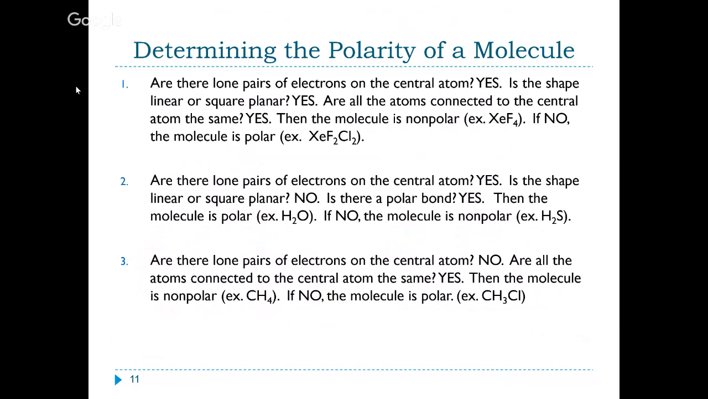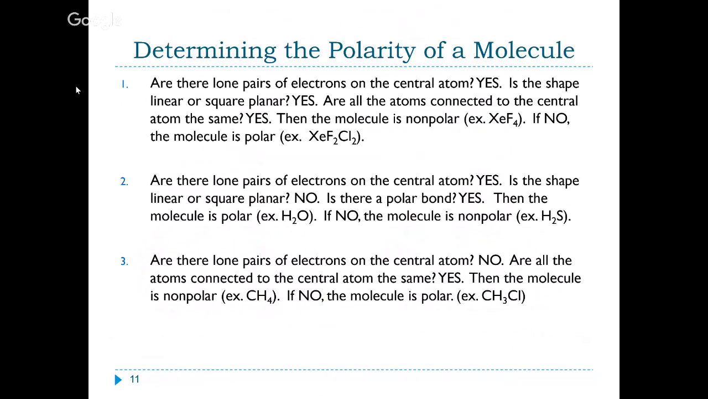So XeF4 is square planar. XeF2Cl2 is square planar as well, but we would notice that there is a difference in the dipole moment between the Xe and the F versus the Xe and the Cl. So we go through this again. Are there lone pairs of electrons on the central atom? Yes. Is the shape linear, square planar? No. So that's where we're different from step one.